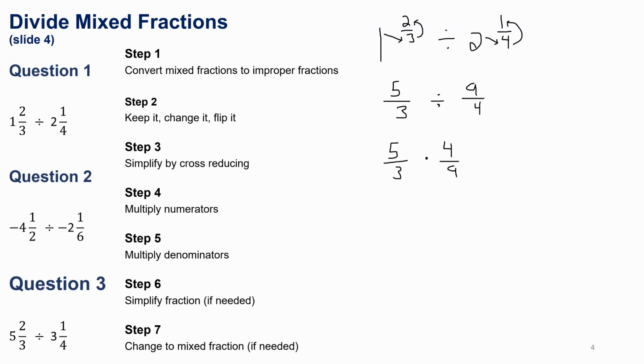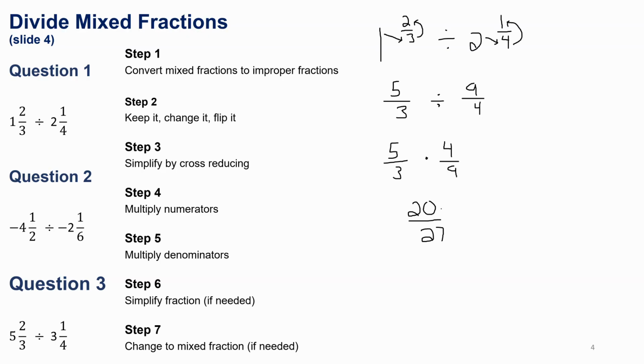Next, we're going to simplify by cross-reducing. So I'm going to look diagonally. 5 and 9 and 3 and 4 do not have any common factors to reduce by. So next, I multiply. 5 times 4 is 20. And then step 5, multiply our denominators. 3 times 9 is 27. So now I have 20 over 27.